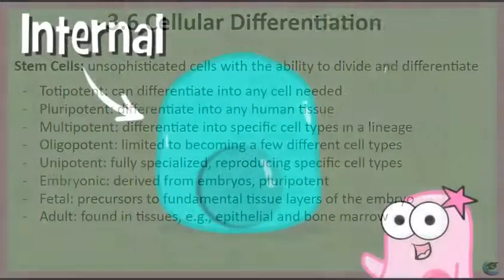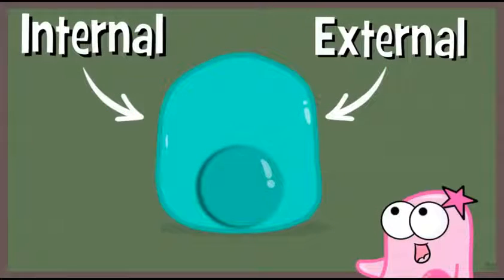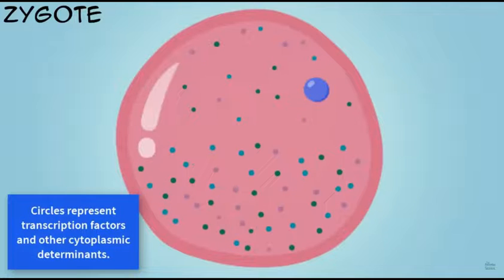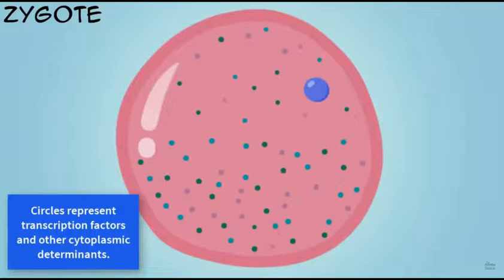There are both internal and external cues for stem cells, which can involve transcription factors. An example of an internal cue could be transcription factors present in the cytoplasm of the original starting zygote cell, which will eventually be present in the cells that come from it.